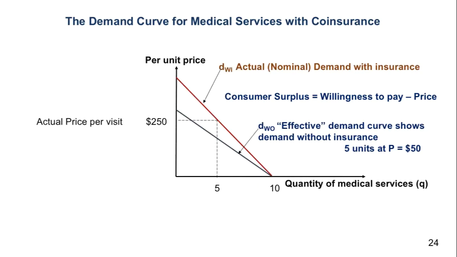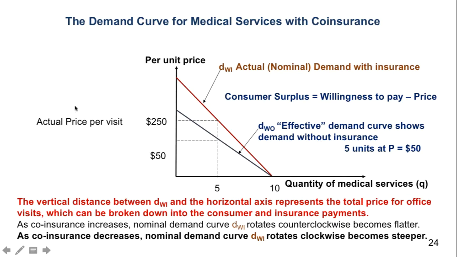Graphically, let's have the per unit price on the vertical axis and the quantity of medical services on the horizontal axis. Now, without insurance, patients are willing to pay $250 for 5 units of medical services, or 5 doctor visits. That's the usual case.